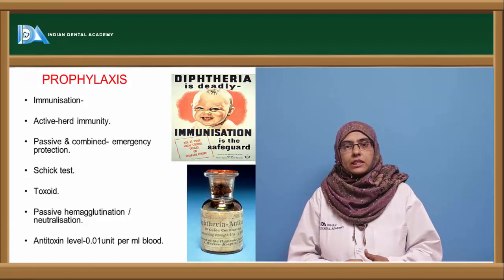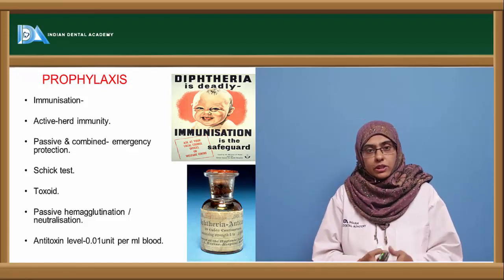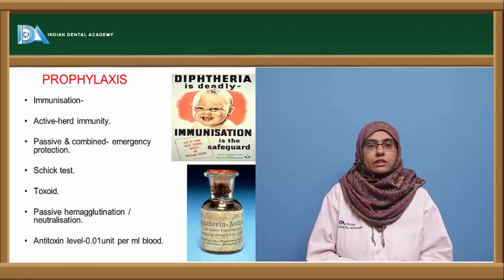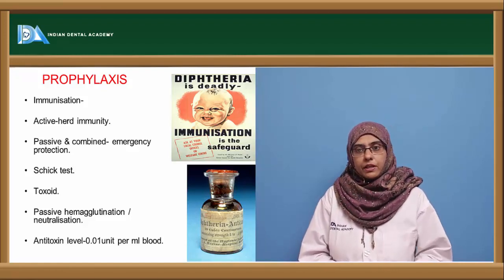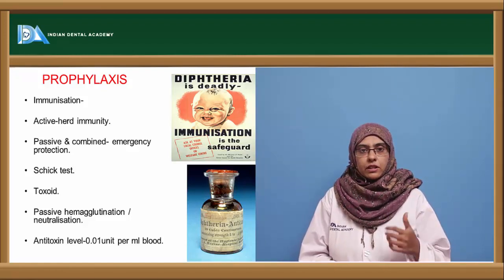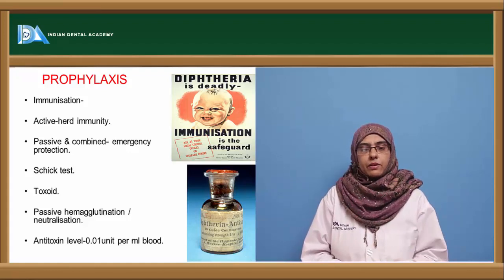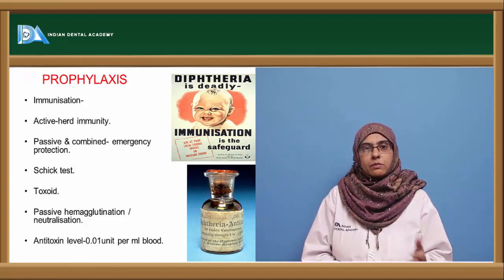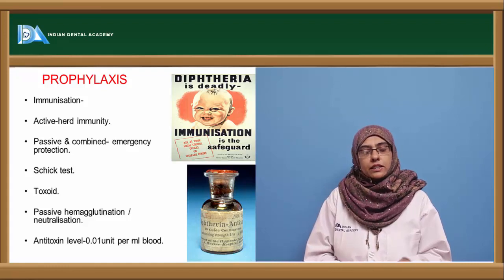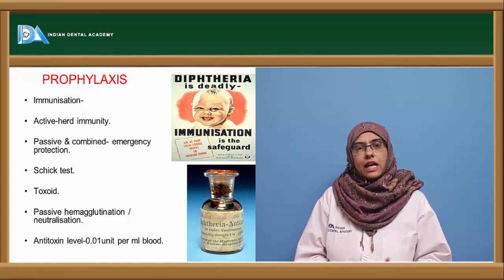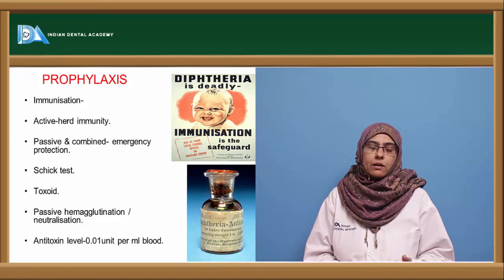Coming to the prophylaxis, that is the control of the disease, it is mostly through immunization, and it was Emil von Behring who came up with the production of the antitoxin to prevent the toxinogenic organism from causing the disease. So this can be brought about in 3 ways: active immunity, passive immunity, and combined immunity.